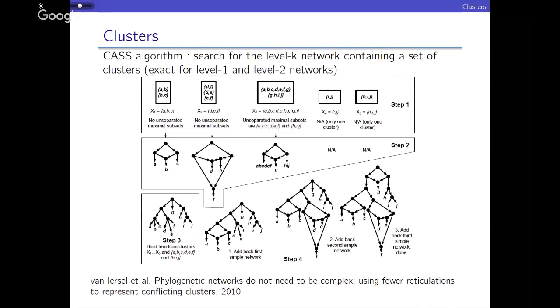Level k, yes. So the idea is that in a network you can have what we call a biconnected component, which is a component where each pair of nodes has two paths to go to each other. As soon as you have a biconnected component, you can count the number of reticulations in this biconnected component, and this is the level. So a level k phylogenetic network is a network where you have at most k reticulations for each biconnected component.